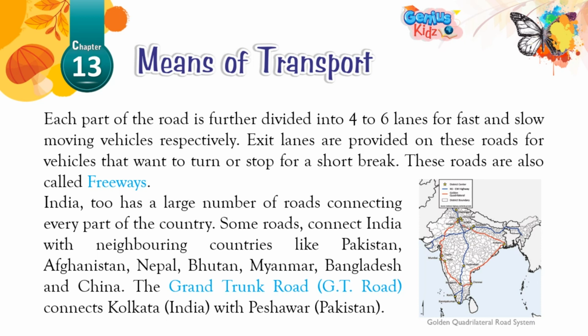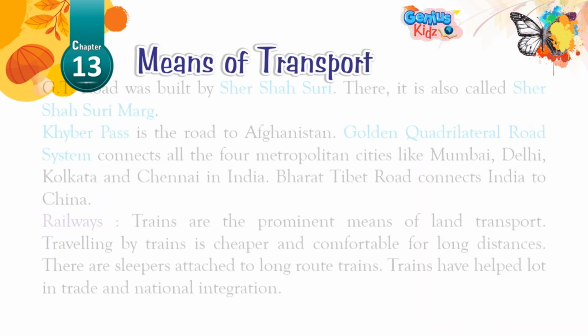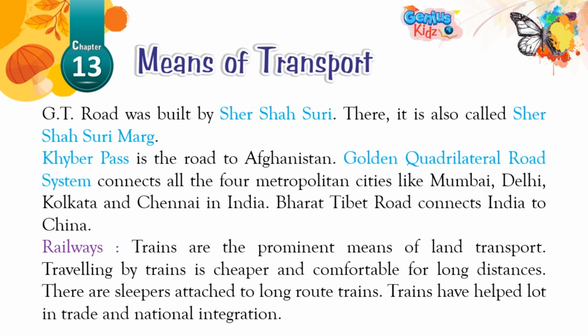The Grand Trunk Road, GT Road, connects Kolkata, India, with Peshawar, Pakistan. GT Road was built by Sher Shah Suri. There, it is also called Sher Shah Suri Marg. Khyber Pass is the road to Afghanistan. Golden Quadrilateral Road System connects all the 4 metropolitan cities like Mumbai, Delhi, Kolkata and Chennai in India. Bharat-Tibet Road connects India to China.